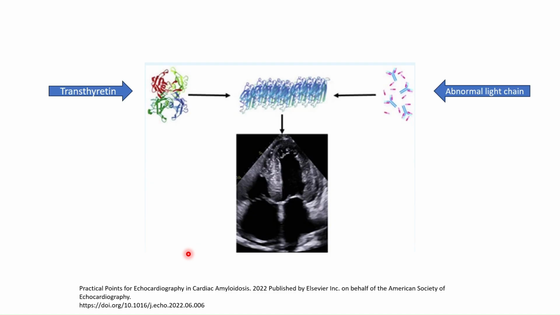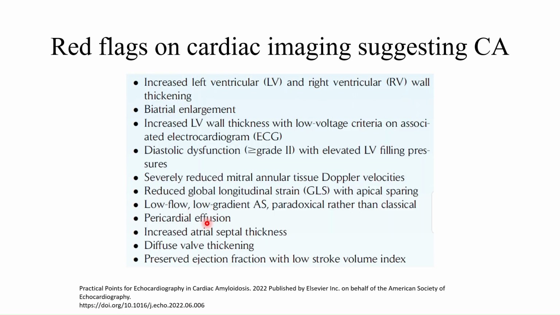And by the way, what is it? So either the transthyretin protein or the abnormal light chains. These misfolded proteins get accumulated in the myocardium and give these echocardiographic features.